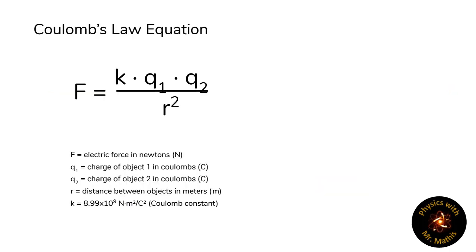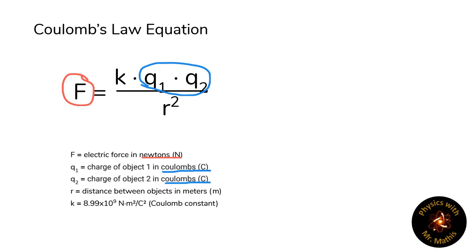The electrical forces between charged objects are described by Coulomb's law. The equation for Coulomb's law contains all of the factors we've been talking about. The F is for the electrical force between charged objects. The force is measured in newtons like other forces in physics. Charge is represented by the variable Q, and because we have two objects, we have Q1 and Q2. The unit for electrical charge is the Coulomb, which is abbreviated with a capital letter C.